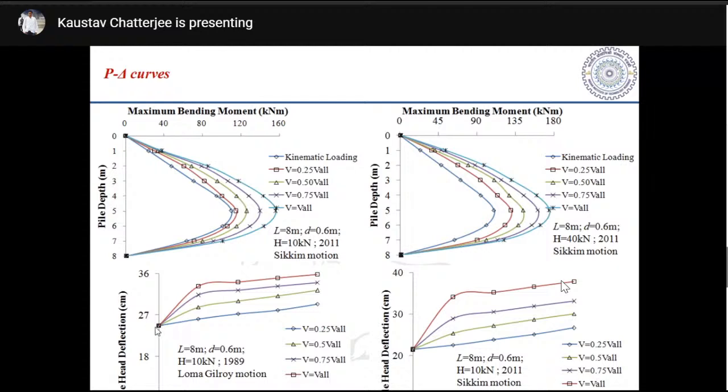This represents my kinematic loading conditions, and accordingly the curves for the vertical loading are also obtained for Sikkim motion and for Bhuj.